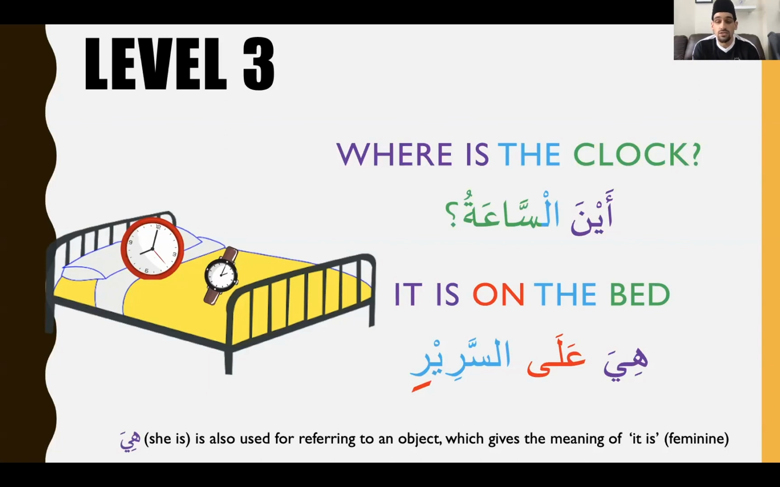So huwa sarirun, it is a bed. Hiya sa'atun, it is a clock. So you understand the difference now. You just have to know whether the thing you're referring to is masculine or feminine. Should I use huwa or hiya? Once you've understood that, it becomes very easy for you. So, أين الساعة? Where is the clock? هي على السرير. It is on the bed.